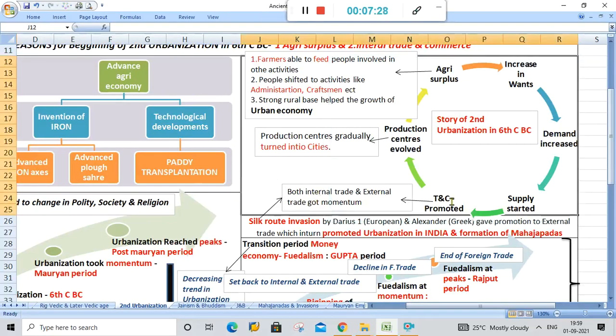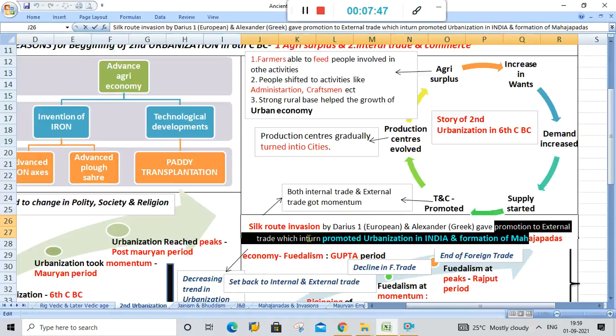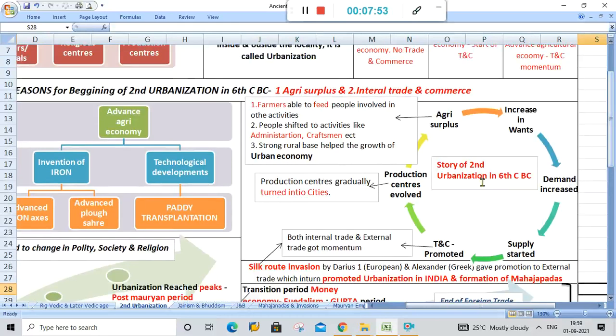See, for trade and commerce to be promoted, both internal and external trade got momentum. Now, external trade got momentum due to the opening of the Silk Route by Darius I, who was European, and Alexander, who was Greek, gave promotion to external trade, which in turn promoted urbanization in India and the formation of Mahajanpadas, as we have discussed.